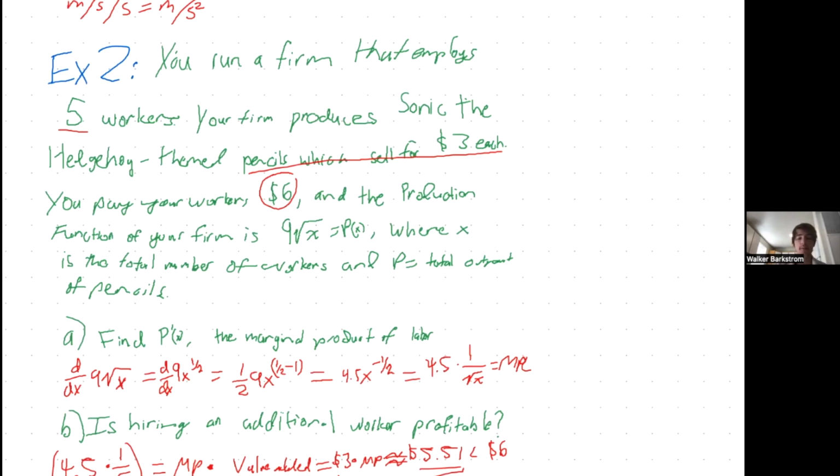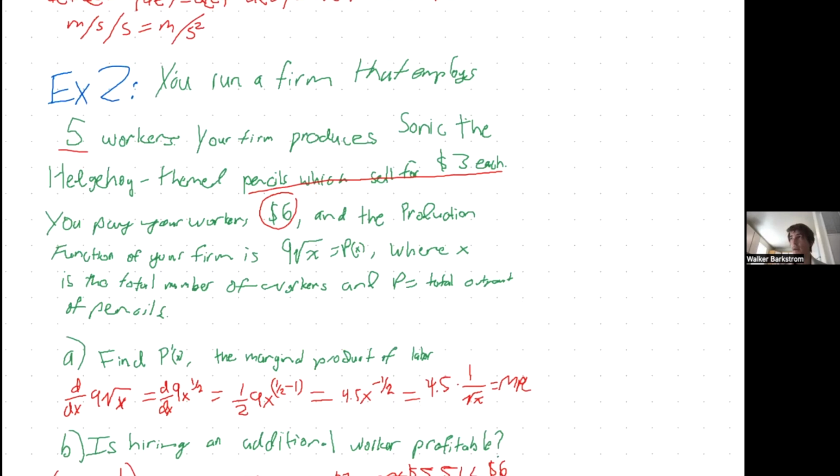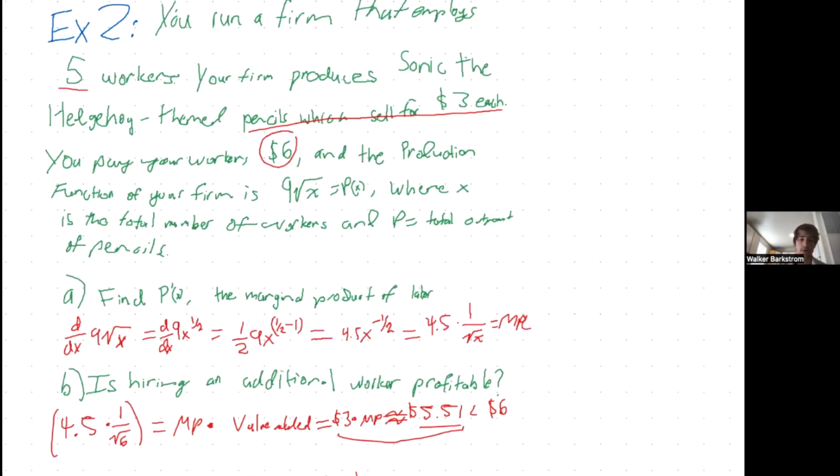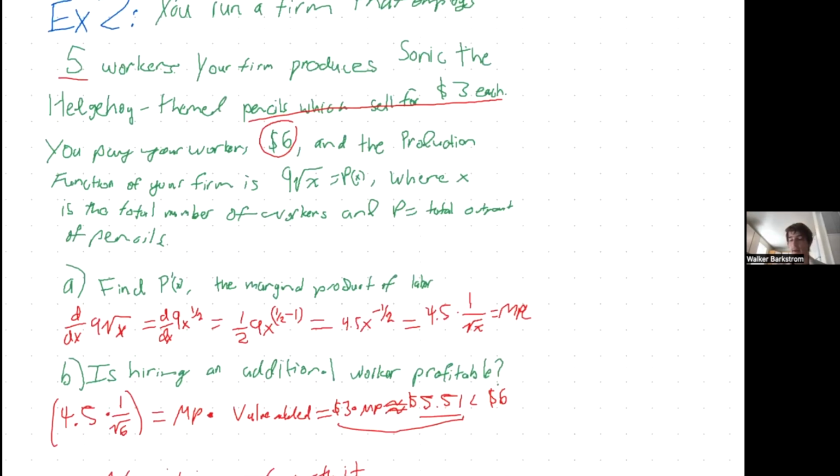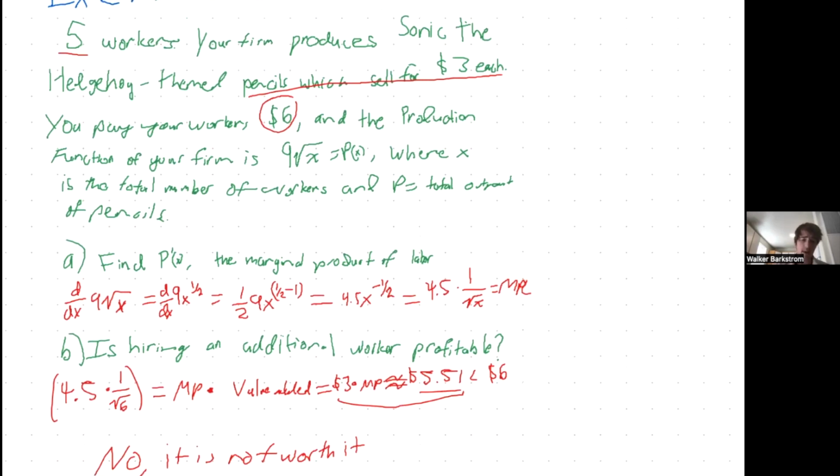So from this information, we can conclude that it is not worth hiring a 6th worker, because basically they've added $5.51 in additional revenue, assuming that all your pencils sell, but you have to pay them $6. So effectively, you'd be losing about 50 cents. This is not worth it.